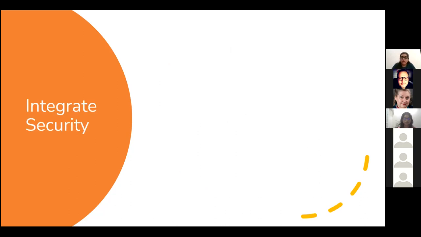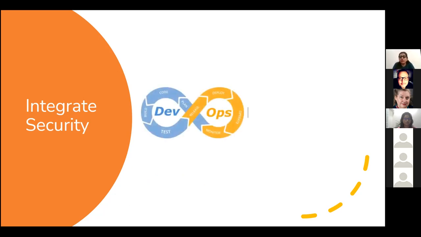Final step is, how do we integrate security? So we come back to our original infinite loop, that is the DevOps. Question for everyone, where do you think we should integrate security in this infinite loop? Any idea which phase or which area do you think we should be integrating security?